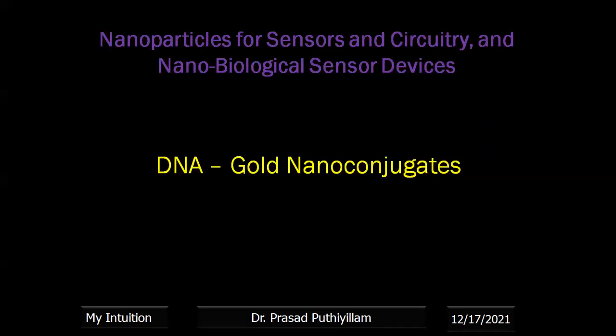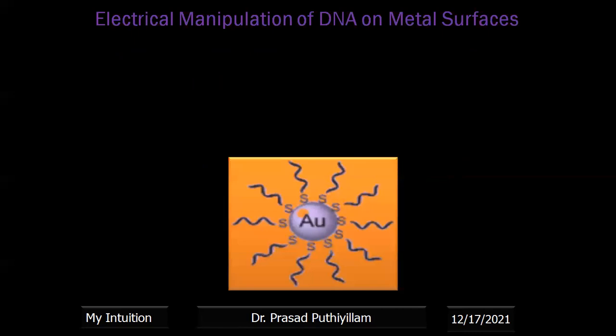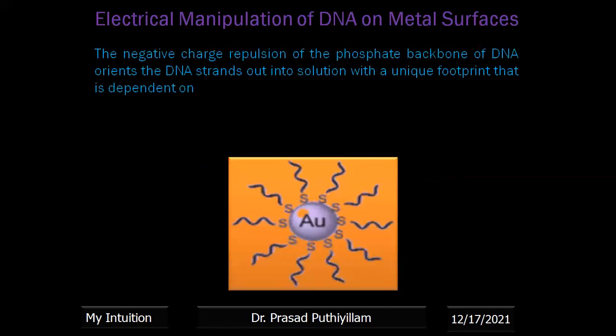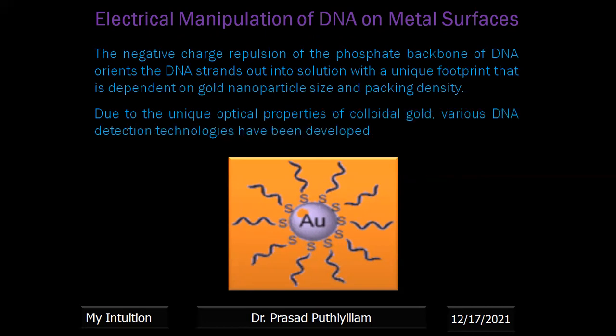Next topic, DNA-gold nanoconjugate. DNA attached to gold is called a DNA-gold nanoconjugate. DNA-functionalized gold nanoparticles are an interesting system with applications ranging from biological sensors to the construction of self-assembled materials. Different experiments were conducted by attaching a single-stranded DNA molecule through the thiol bond to the surface of a gold nanoparticle, and the subsequent self-assembly of the conjugate by making use of base pairing of complementary DNA molecules was studied.